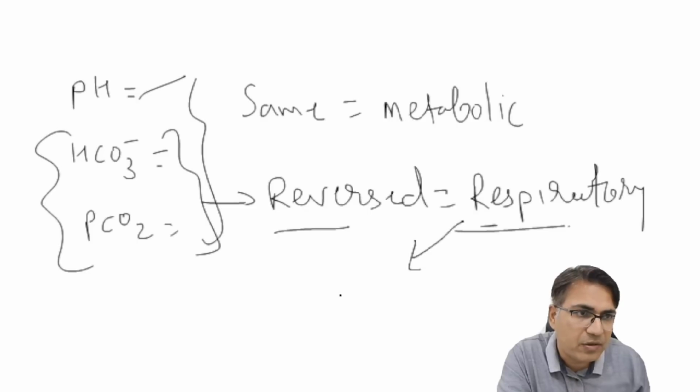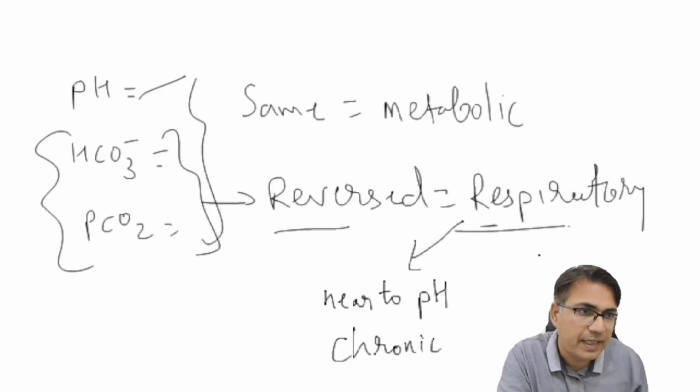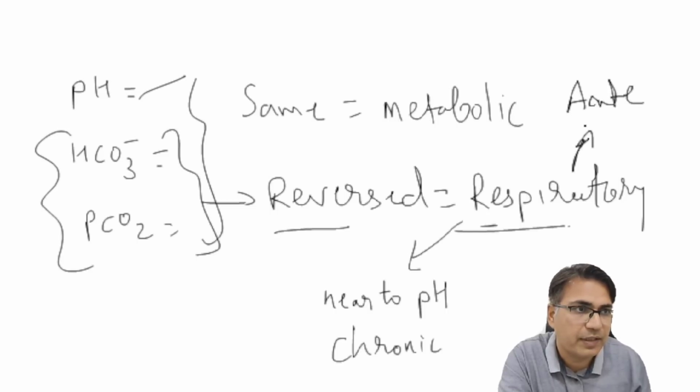In a respiratory cause, if the band or line is near to the normal pH line, then it is chronic one, and if the line or band is away from the normal pH line, then it is acute one, okay. Acute is away.